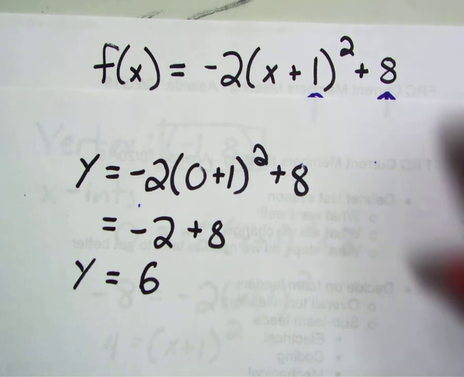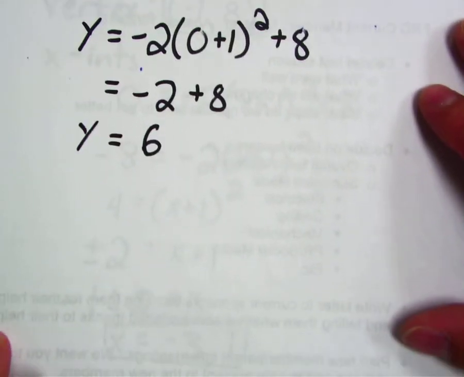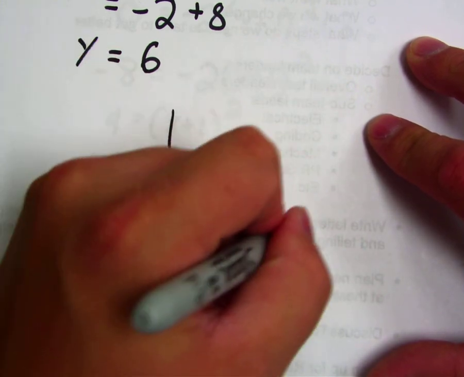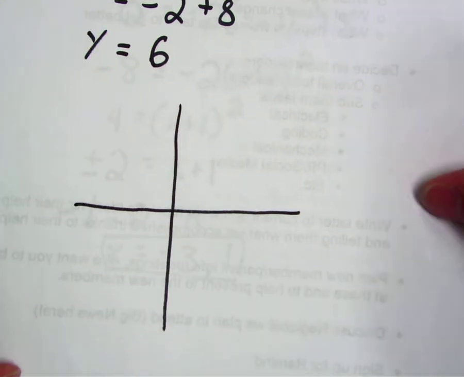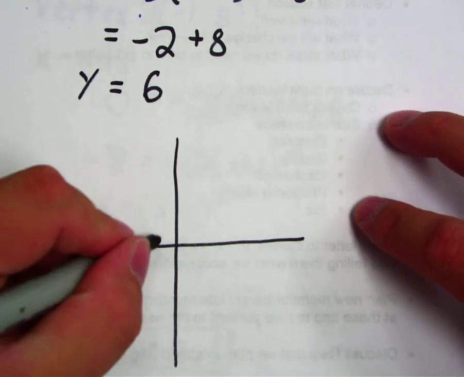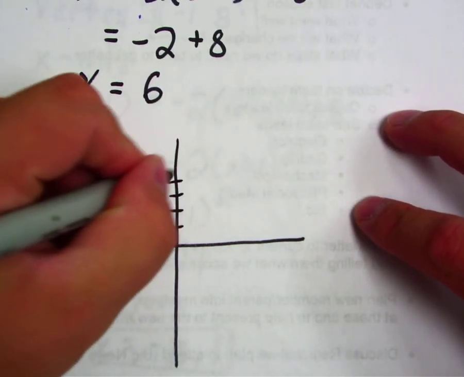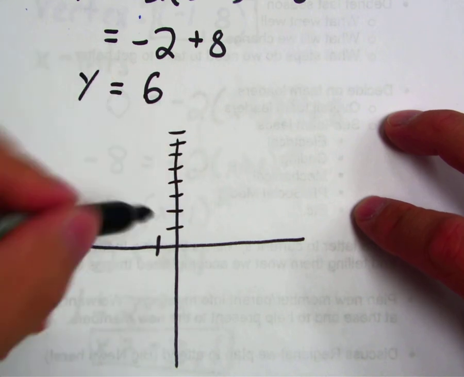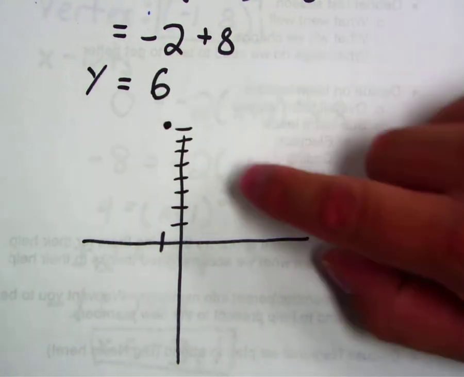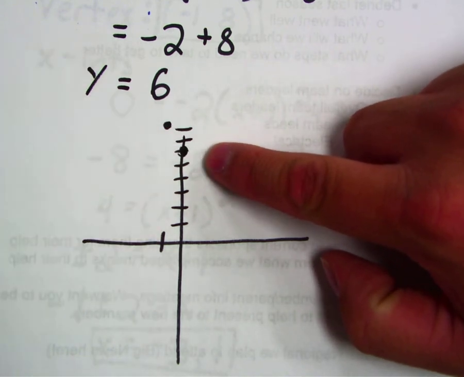So now, with all that information, we're going to go ahead and graph this function. I'm going to start by graphing the vertex, which we said based on our last paper here was negative 1, 8. So over 1 and up, way up there. So my vertex is up here. My y-intercept I'm going to graph right here at 6.